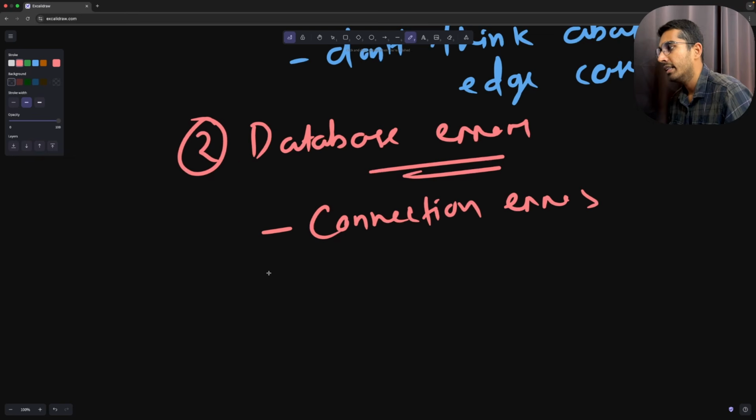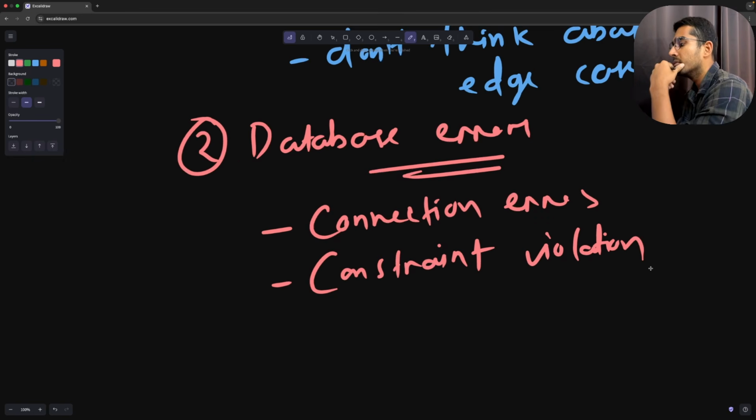Second thing can be constraint violation. Now, this is something which is not very apparent. By constraint violation, I mean that you are trying to perform some kind of operation which breaks the database rules. For example, you might try to create a user with an email that already exists. In that case, your database just throws a unique constraint error.